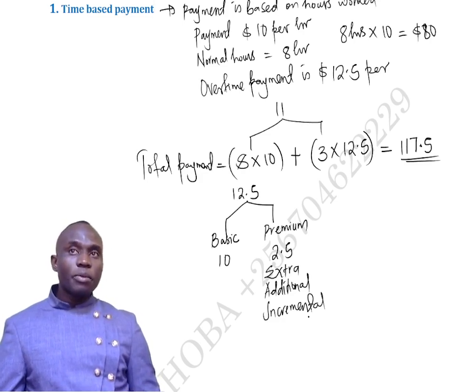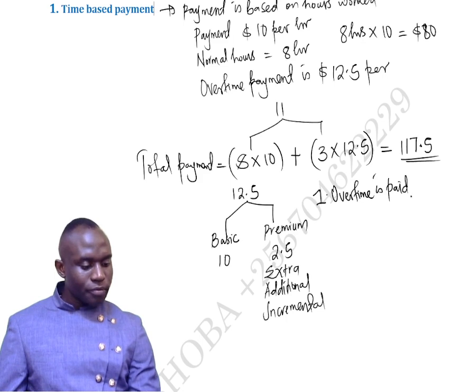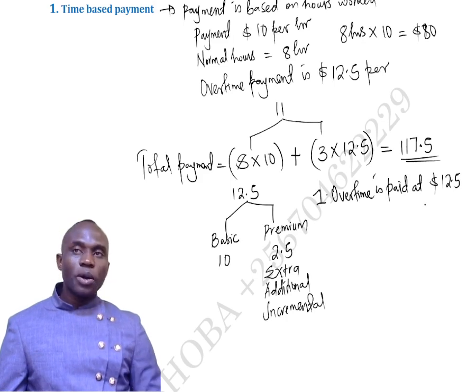Now there are different ways of giving you this 12.5. The first one is what we've looked at. The question can tell you overtime is paid at, and they give you the actual amount 12.5. So that is one way.